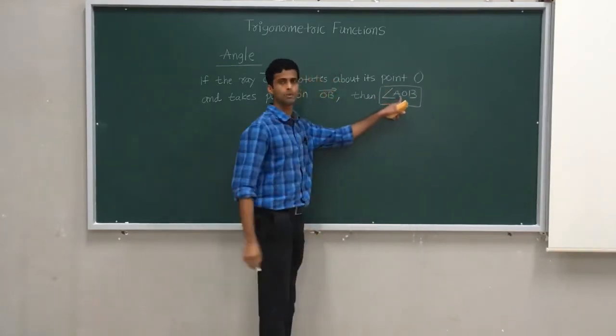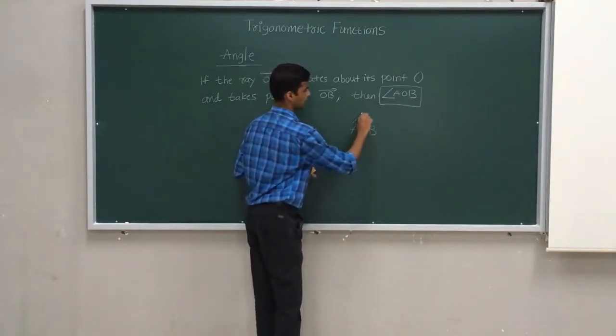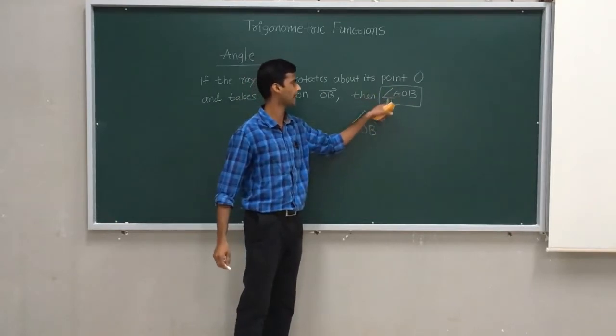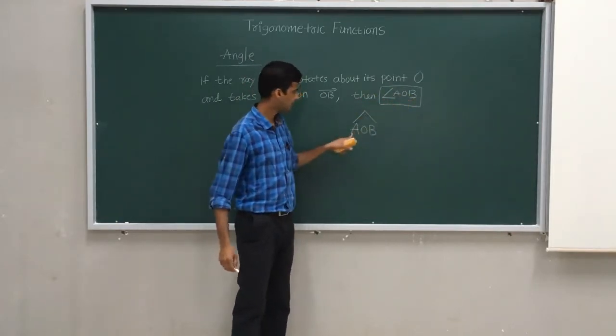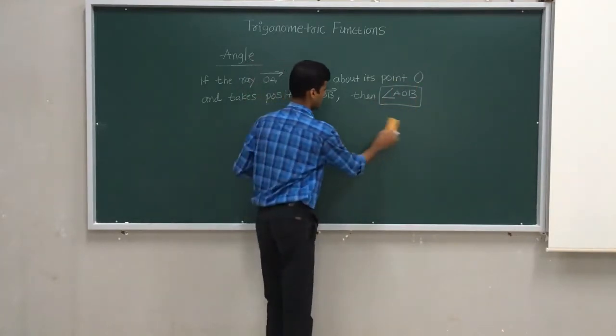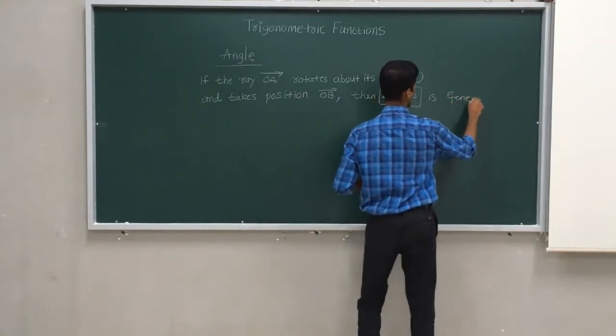I guess you might have studied this many times. Some textbooks write the notation like this also, so both are the same. Usually I prefer this notation, angle AOB. This is also right, but I am comfortable with this. Then angle AOB is generated.